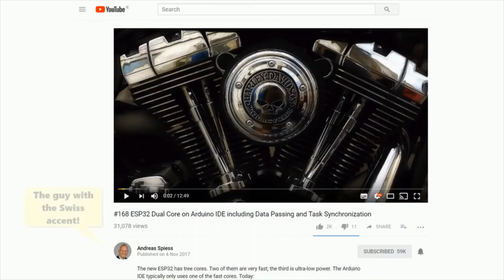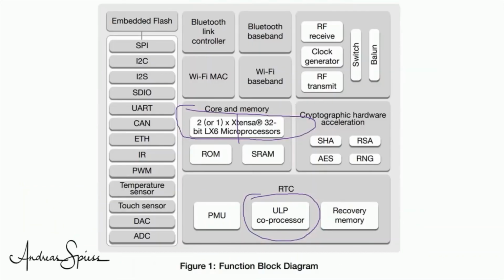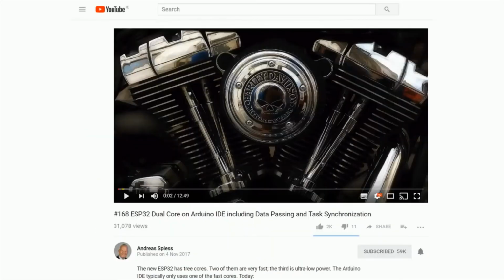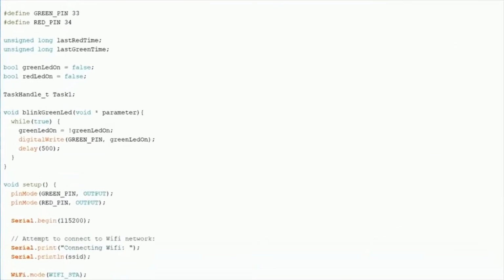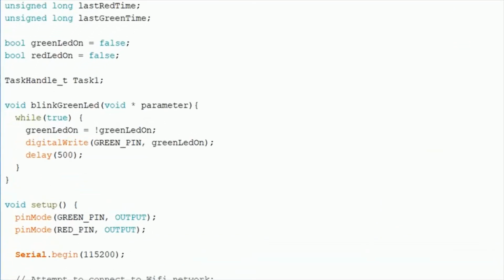Andreas Spiess has a really good video about this same topic where he goes into details about how the ESP32 has 2 fast cores but the Arduino IDE only uses one of them. I'm going to go through one of the examples that Andreas provides in his video, but I definitely recommend checking his video out, it's really good. To convert the example over to one that uses both cores is actually pretty straightforward.